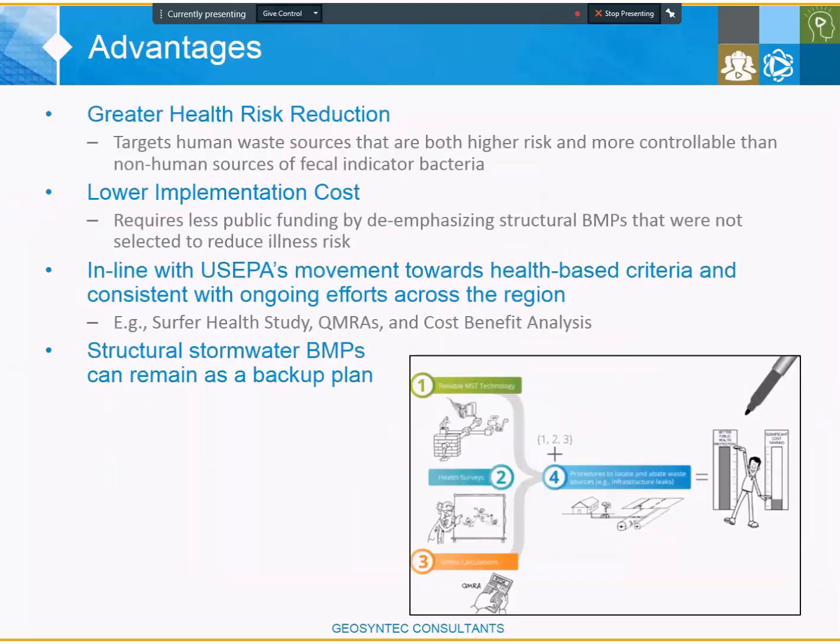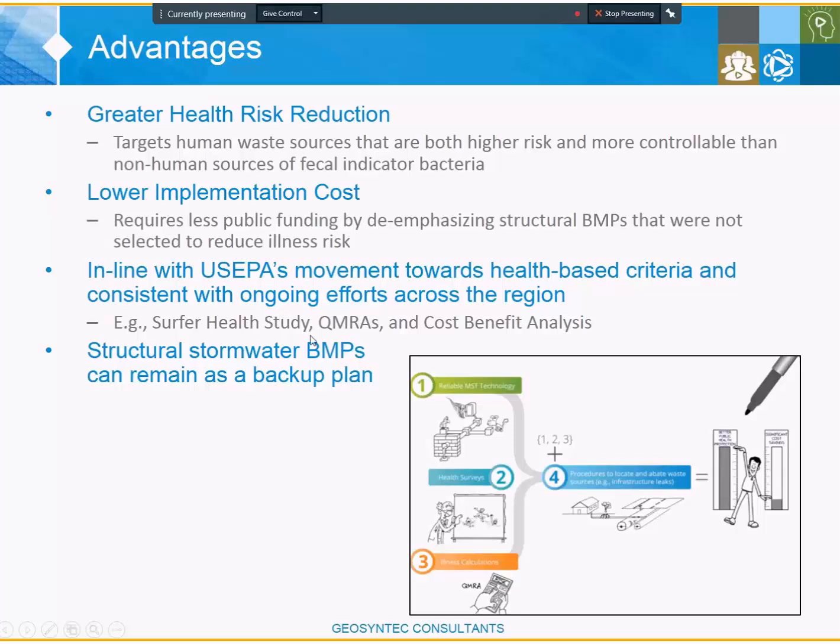So the advantages of this, as you can imagine, is there's greater health risk reduction because you're aggressively reducing human waste sources that are higher risk and also more controllable than the non-human sources. It's lower implementation costs, so it requires less public funding, and it's in line with EPA's movement towards health-based criteria. And it's also consistent with various ongoing efforts and studies across the region.